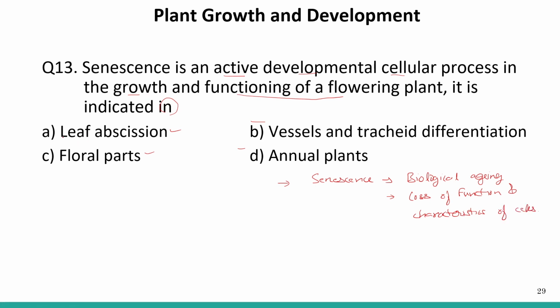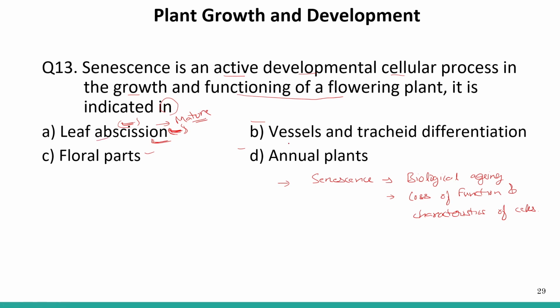So the first option is leaf abscission, meaning falling off or detachment of the leaf. What happened here? An abscission zone is formed which limits the nutrients. Nutrients cannot pass to the leaves and the leaves fall. So this happens during senescence, in mature and old leaves. It is a part of senescence.